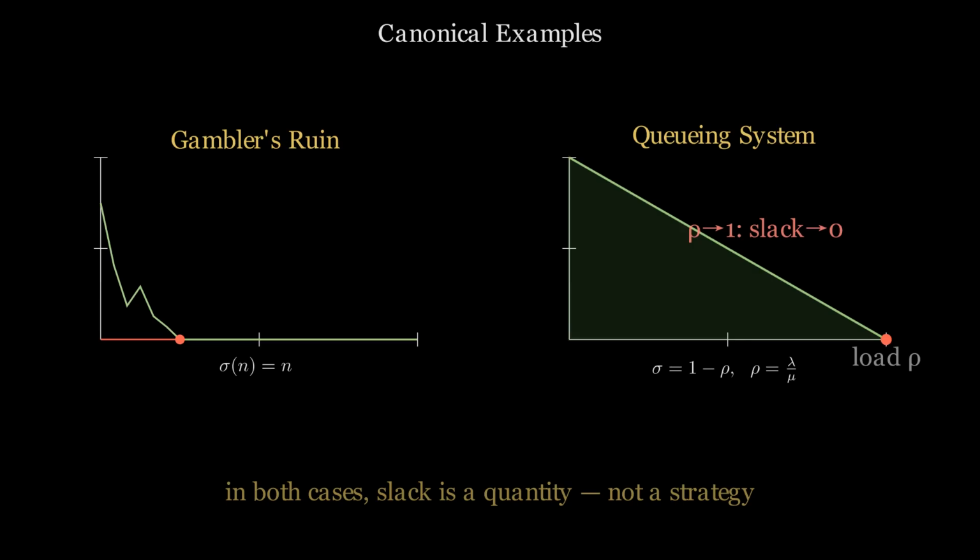In each case, the control architecture is formally valid but operationally void. The system reached a state where the controlled kernel is undefined. Structural slack is not a design preference. It is the precondition for control to exist.